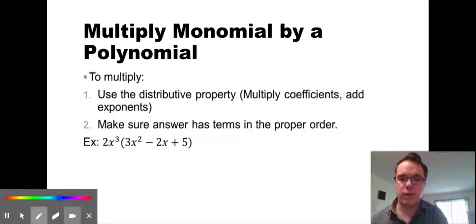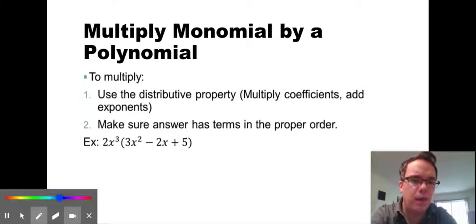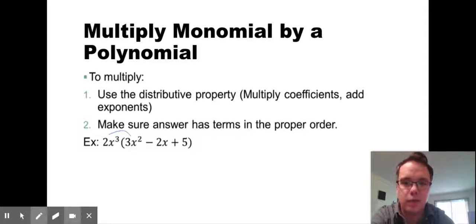All right, so if we just have a monomial, which remember means only one term, it's kind of a time waster to make a whole box, because all we really have to do is distribute. So we're going to take our 2x cubed outside and multiply by everything inside. We start with 2x cubed times 3x squared. And remember to multiply exponents.